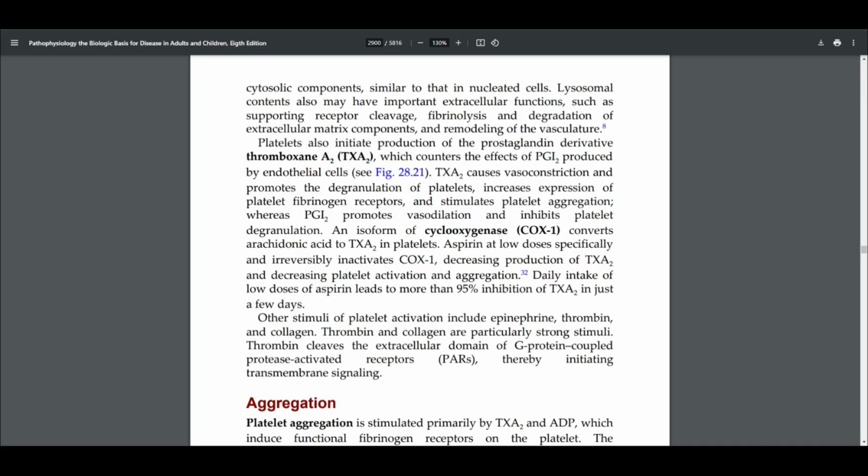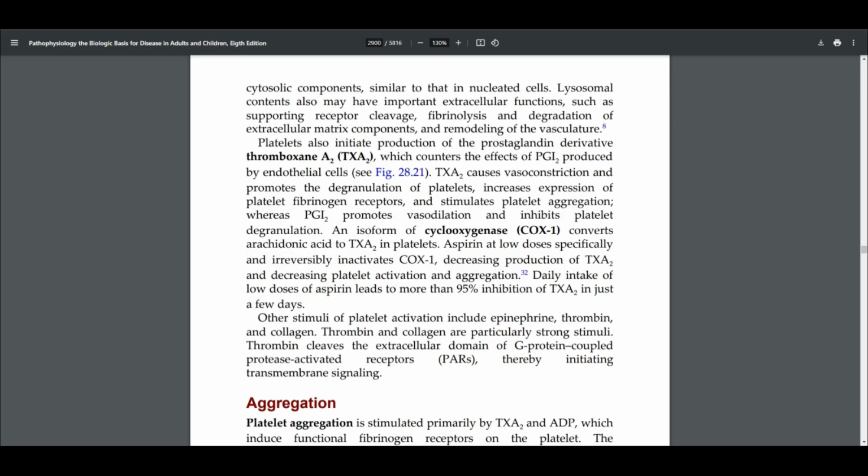Platelets also initiate production of the prostaglandin derivative thromboxane A, which counters the effect of prostaglandins produced by the endothelial cells. Thromboxane A2, or TXA2, causes vasoconstriction, promotes the degranulation of platelets, increases expression of the platelet fibrinogen receptors, and stimulates platelet aggregation, whereas prostaglandins promote vasodilation and inhibit platelet degranulation. An isoform of cyclooxygenase converts arachidonic acid to thromboxane A.